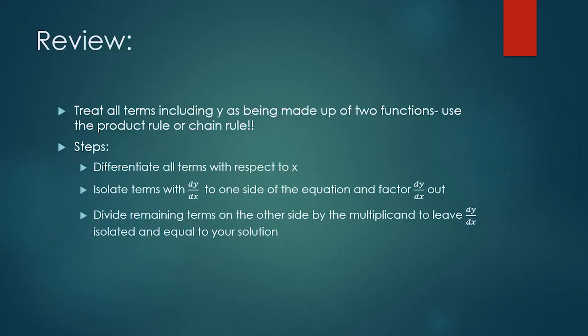So just to review the key takeaways from this video, when you are differentiating an implicit function, you can almost always treat terms including y as being made up of two functions, and then apply the product or the chain rule. The steps to differentiating an implicit function are to first differentiate all terms with respect to x. Then you'll isolate terms with dy/dx to one side of the equation and factor the dy/dx out of it. From there, you're going to divide the remaining terms on the other side of the equation by the multiplicand to leave dy/dx isolated and equal to your solution.